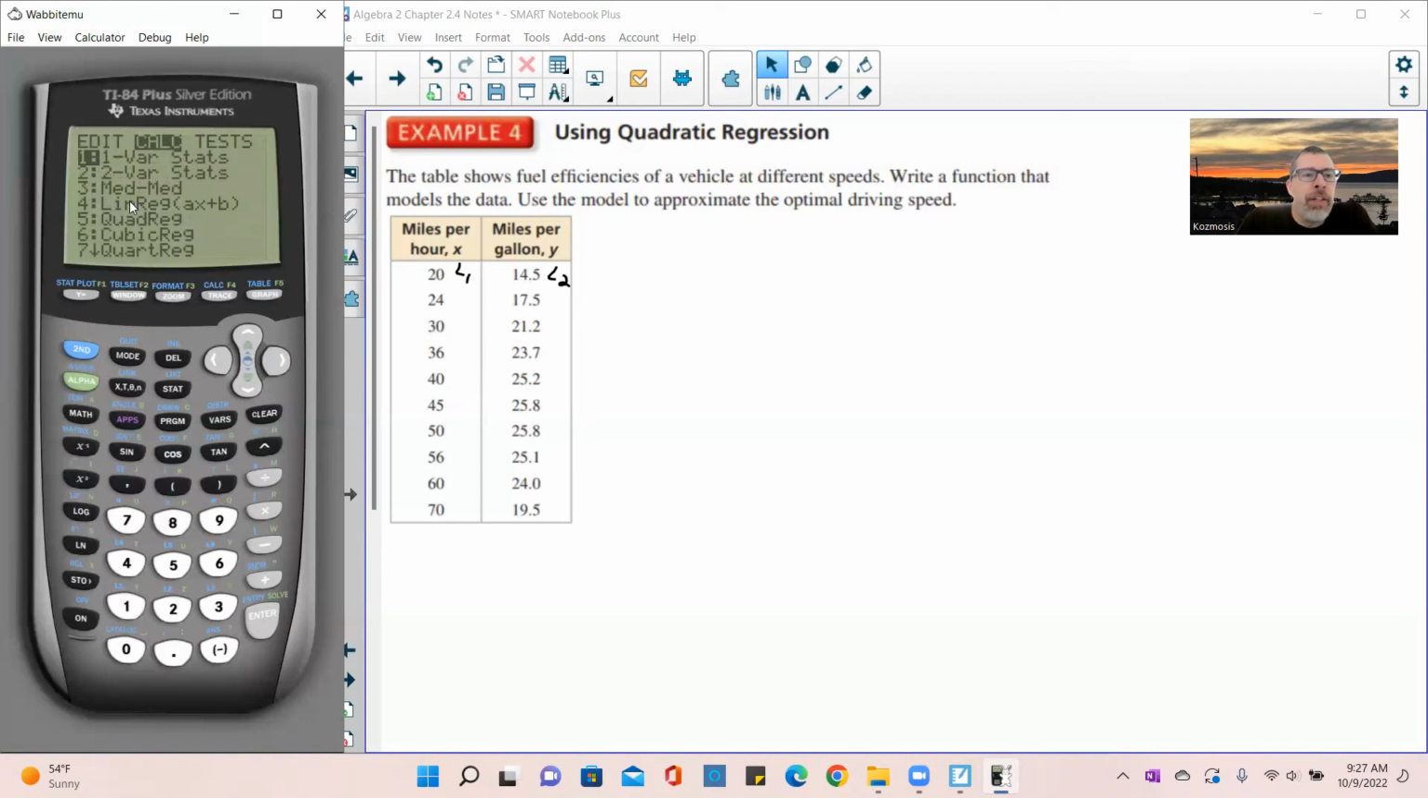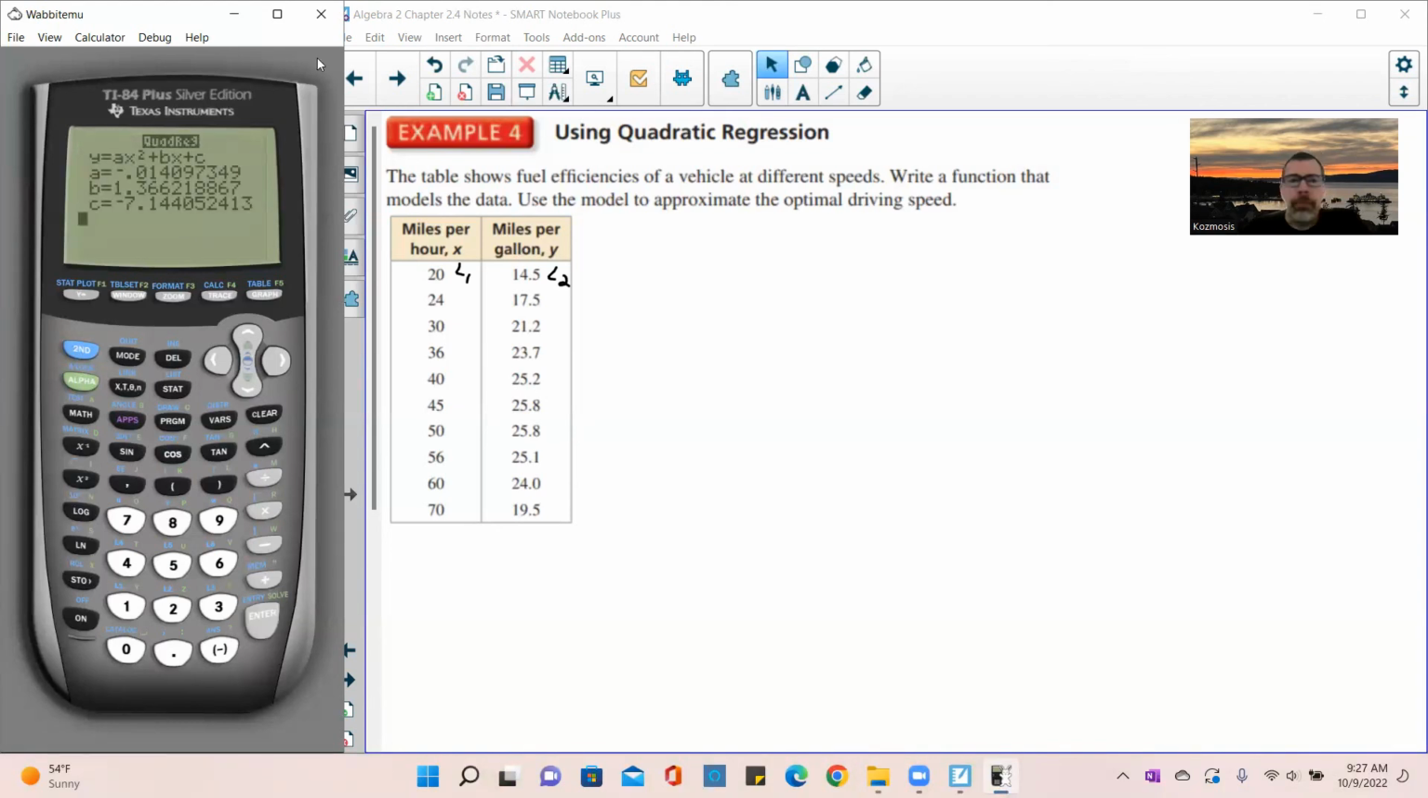Now we've done linear regressions this chapter already, but now we're doing a quadratic regression, which is 5. So I'm going to press 5. And L1 is my X, L2 is my Y, frequency, leave blank, store reg EQ, and calculate. So there is my equation.